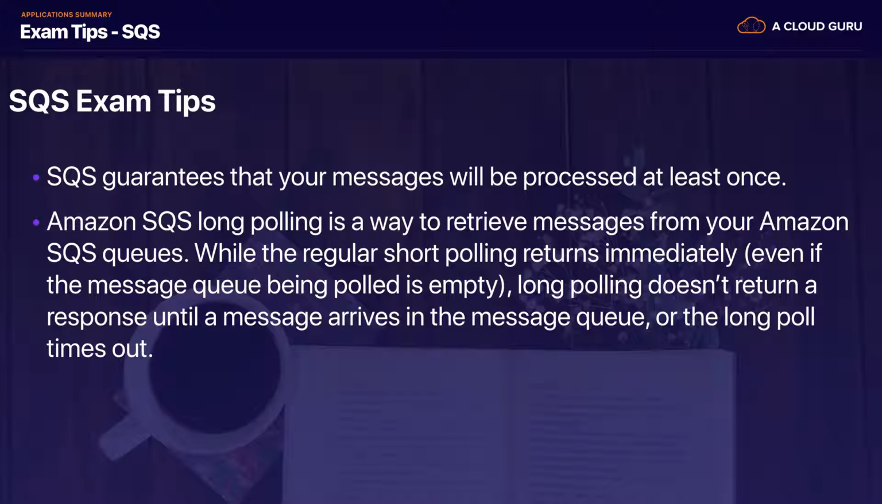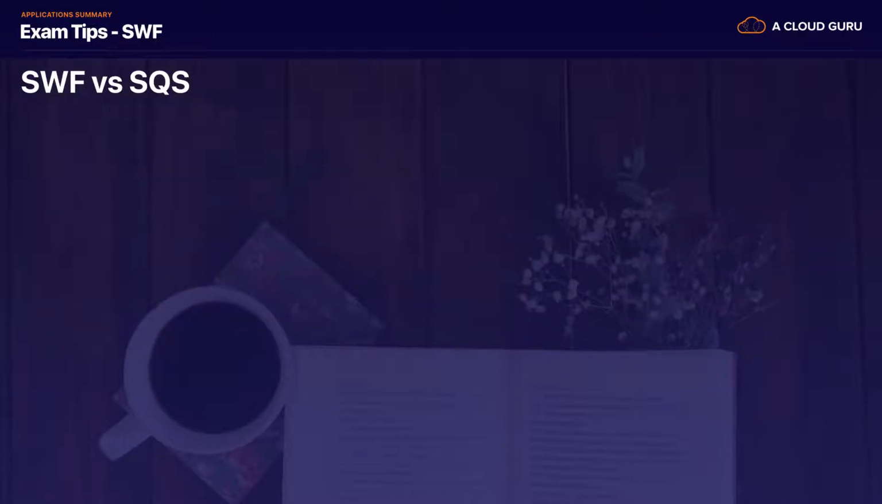Long polling is a way to retrieve messages from your SQS queues, while regular short polling returns immediately, even if the message queue being polled is empty. Long polling doesn't return a response until a message arrives in the message queue or the long poll times out. This is a way of saving money with SQS.